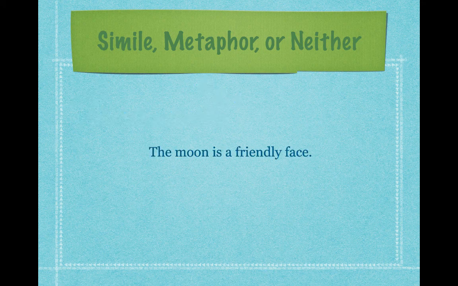The moon is a friendly face. Well, this is saying a direct comparison. The moon is a friendly face. So maybe this is saying the moon looked like it had a face on it as we looked at it in outer space. Maybe the moon is being very friendly or it's very nice to look at. So this is a metaphor because it's saying the moon is a friendly face, a direct comparison, saying the moon is something else. And maybe it means that it's very nice to look at. It's always nice to look at a friendly face.